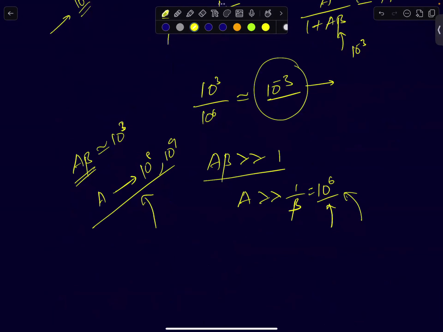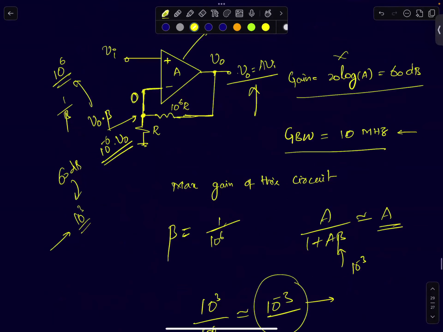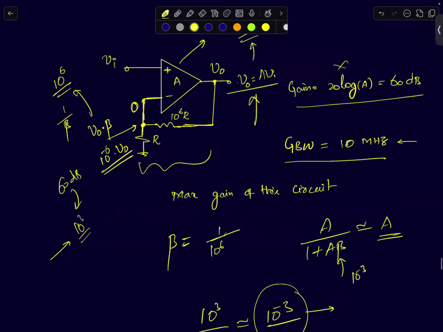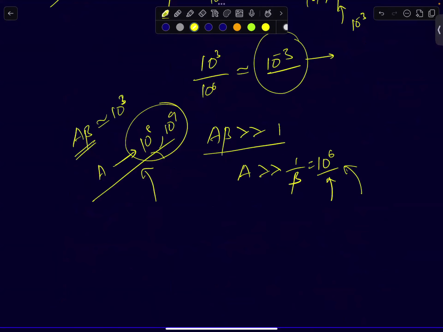Whenever you want to design an amplifier with a gain of 10 power 6, remember, it's a very ambitious goal. In a single stage, you want a gain of 10 power 6. That's not possible because you are limited by the op-amp's gain. If you were to really build an amplifier with a gain of 10 power 6, you would have to pick an op-amp with a gain of 10 power 8. In decibels, 10 power 8 turns out to be 160 decibels. That's again a very high gain. Many discrete products may not have this high a gain.